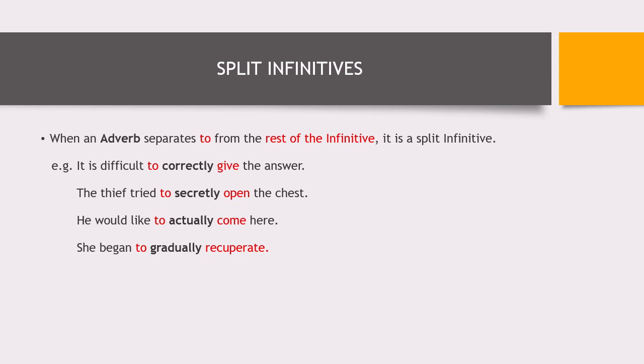Split infinitives. When an adverb separates "to" from the rest of the infinitive, it is a split infinitive. For example, it is difficult to correctly give the answer. "Correctly" separates "to" from "give". The thief tried to secretly open the chest. "Secretly" separates "to" from "open". He would like to actually come here. "Actually" separates "to" from "come". She began to gradually recuperate. "Gradually" separates "to" from "recuperate".